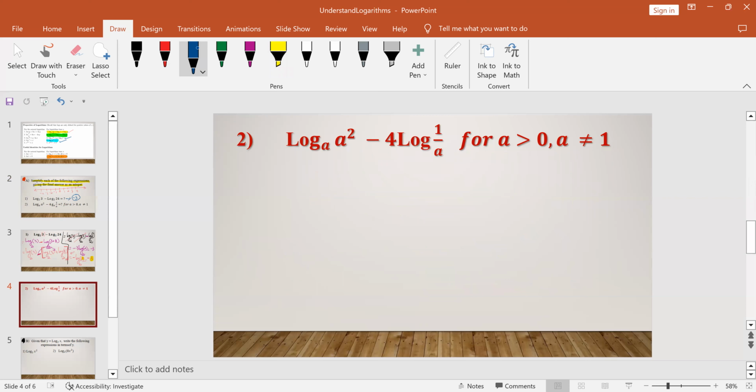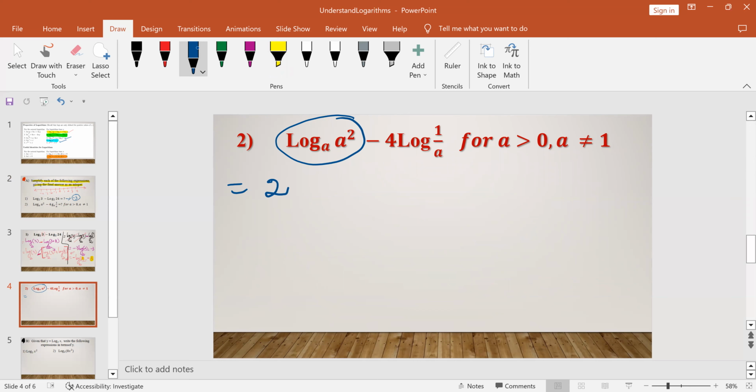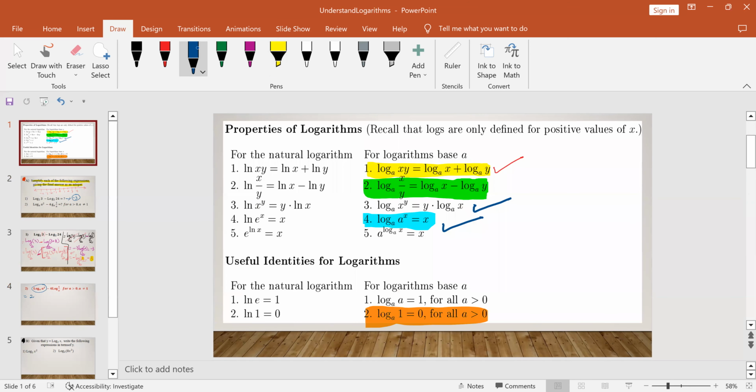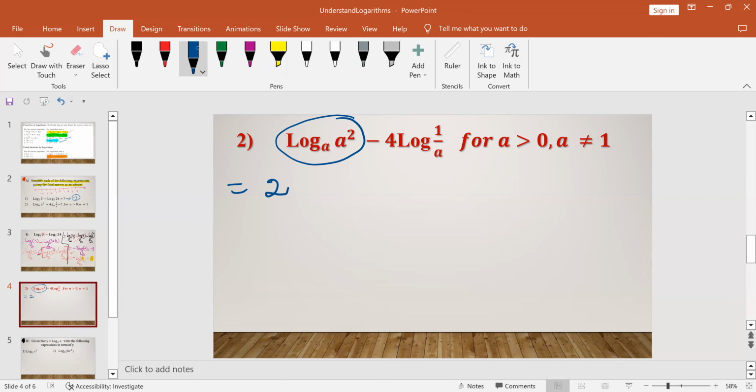For question 2, the concept is the same. So the first log, we're going to have 2 again based on property 4. Property 4 says that if the base is the same as the base of the power, so we have a, a, we just use the power as a result, minus 4.